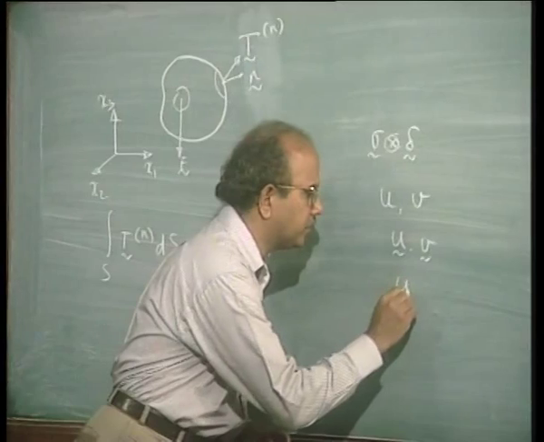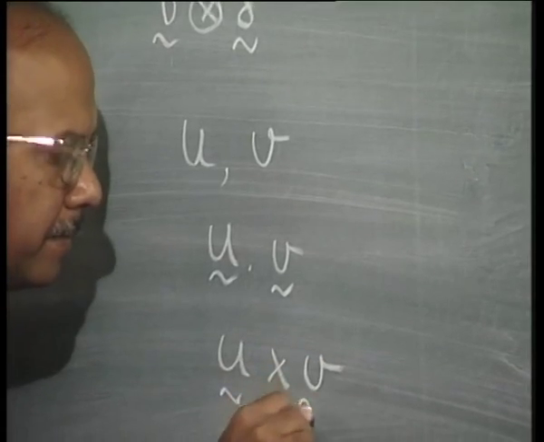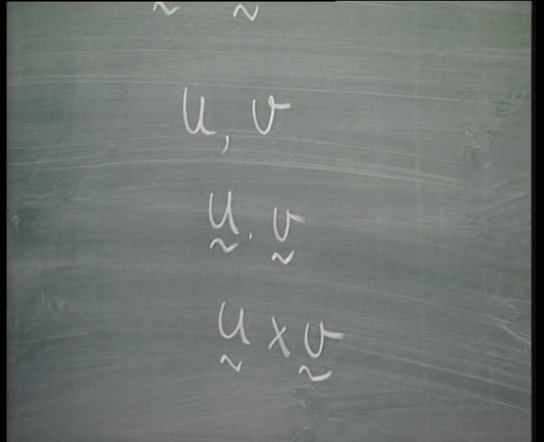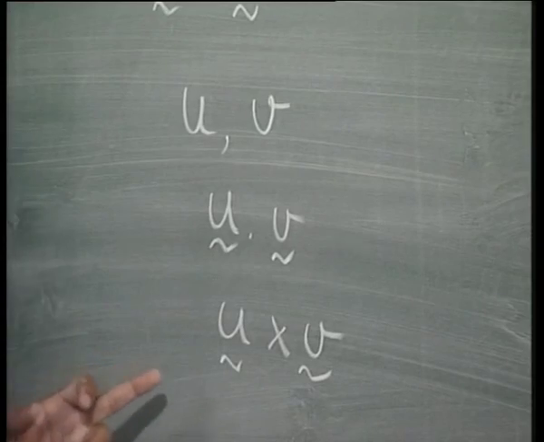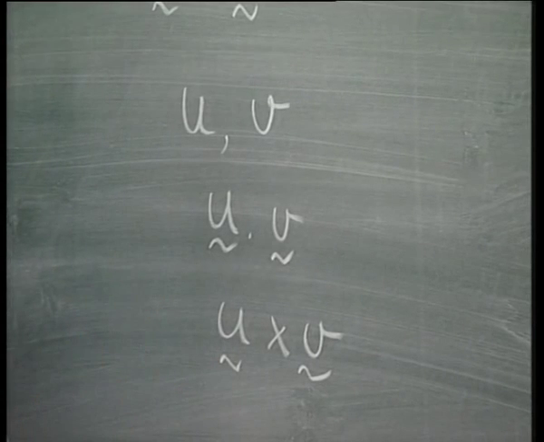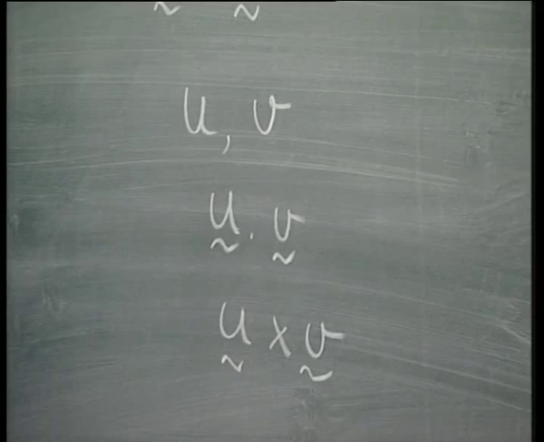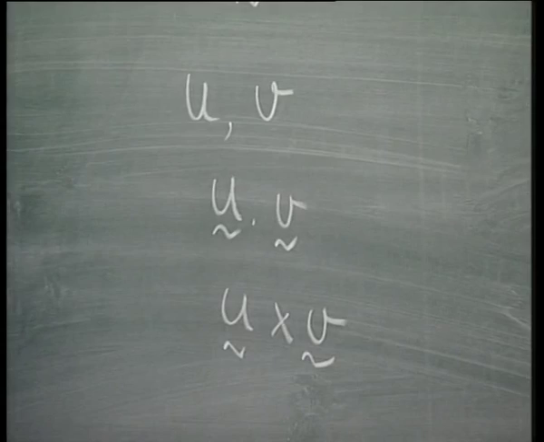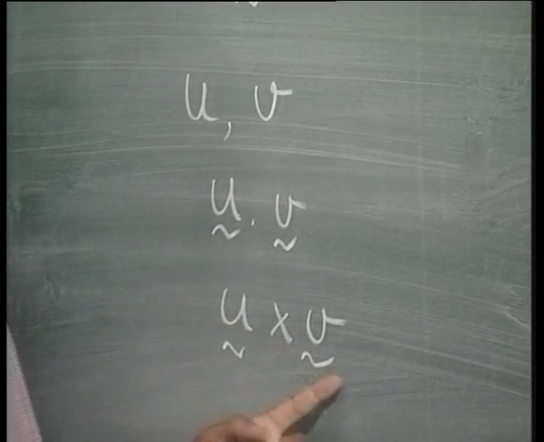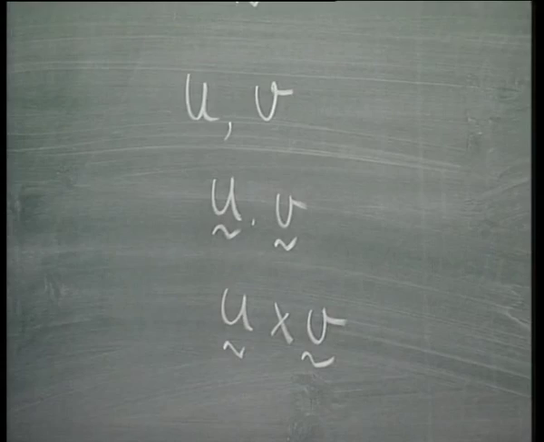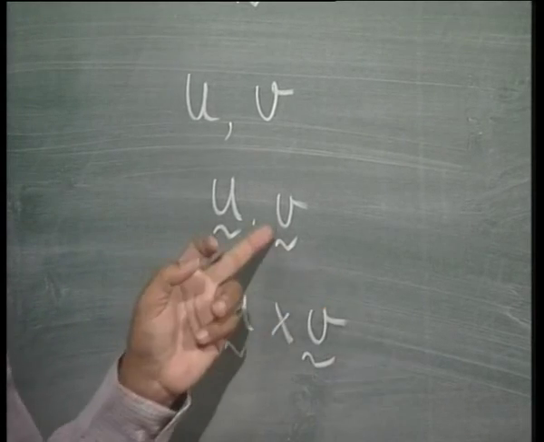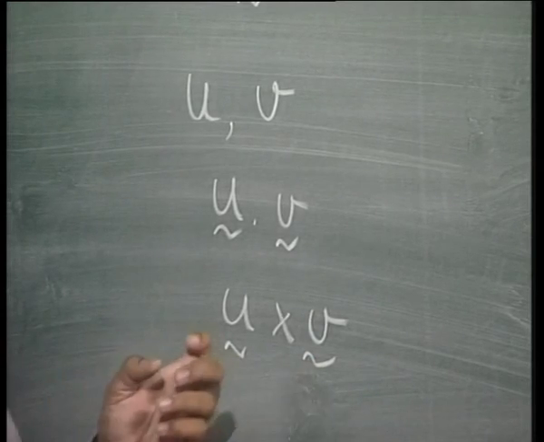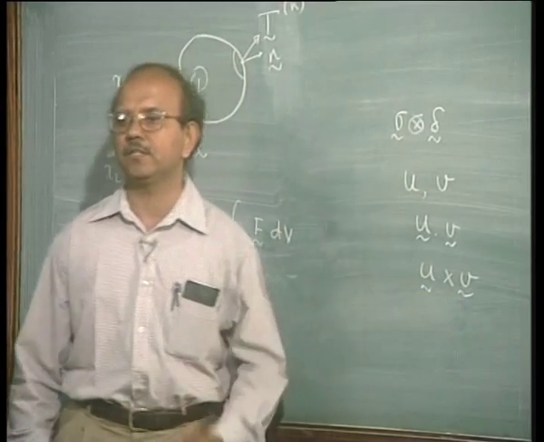Let us look at another operation. What is this operation? Cross product. So what is the result of this operation? Another vector. So by operating with the same vectors, on one hand I can get a scalar, on another hand I can get a vector. We saw how to express this also in terms of index notation yesterday.